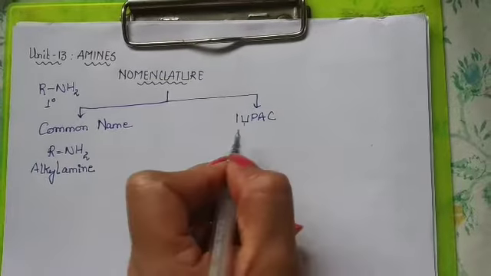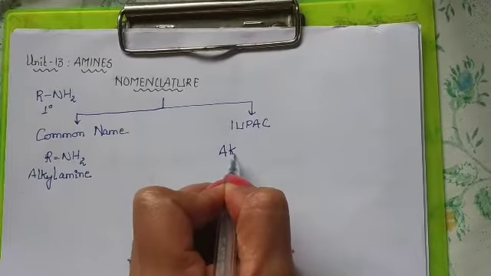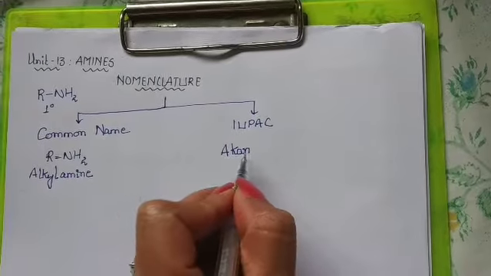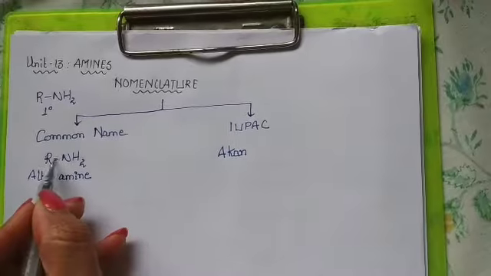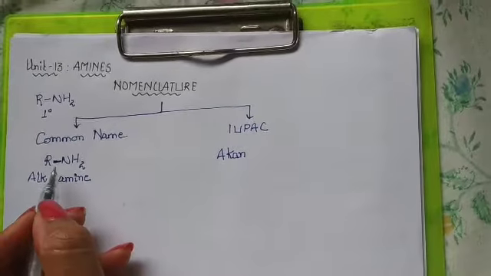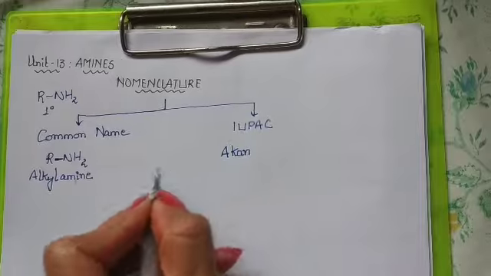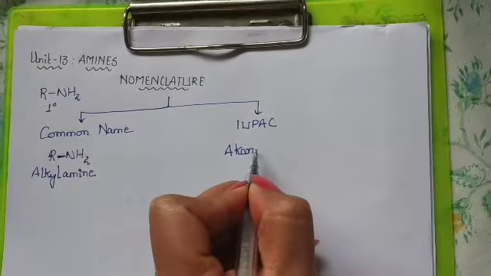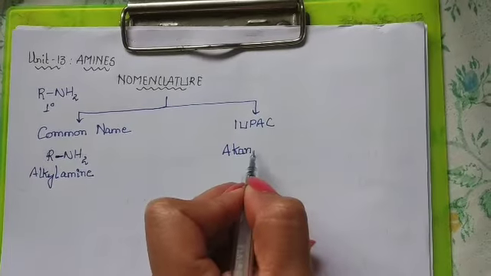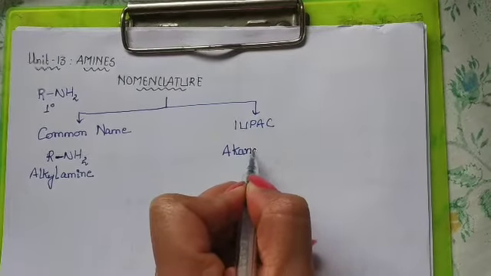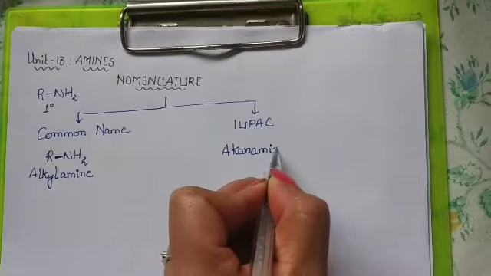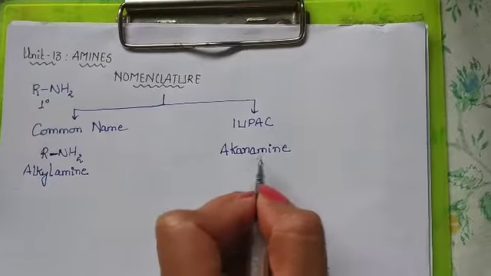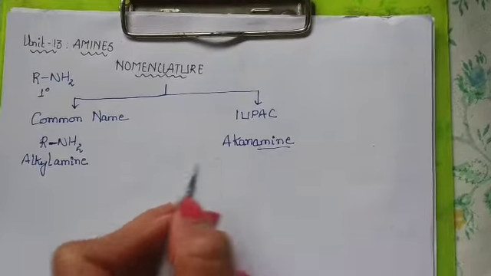And the IUPAC name will be alkane. Since this is a single bond, a saturated hydrocarbon, therefore it will be alkane. In alkane, the E will be replaced by amine, giving alkane amine. This is the replacement of E by amine.